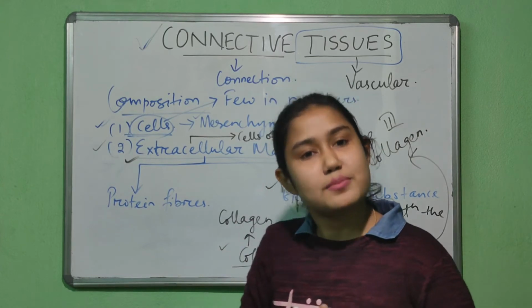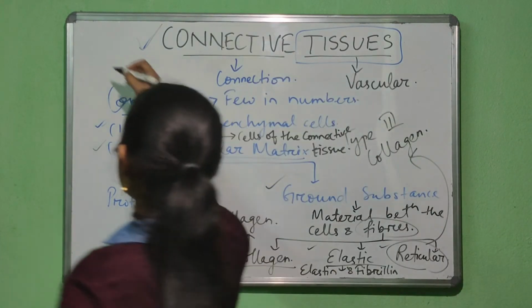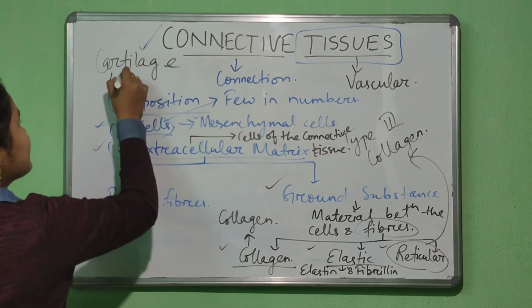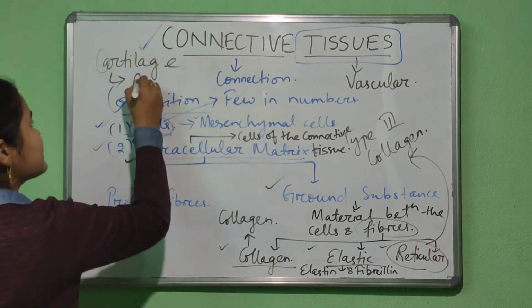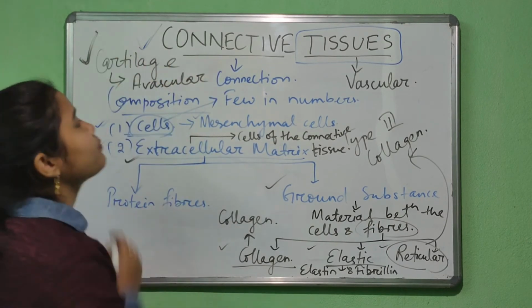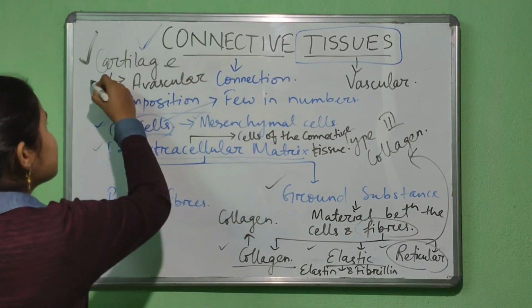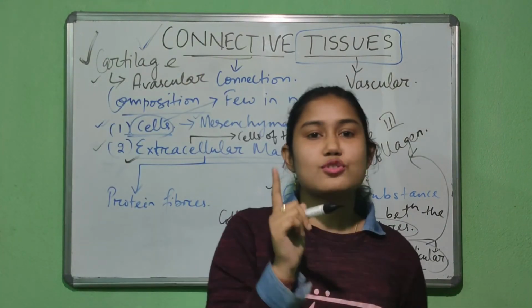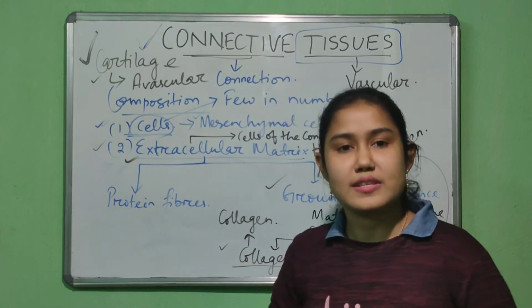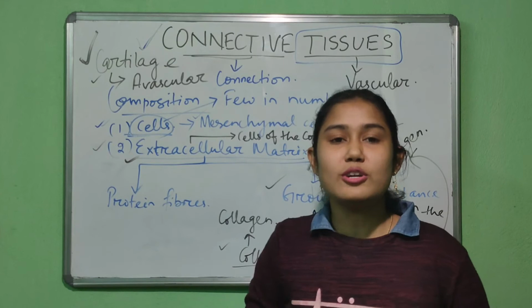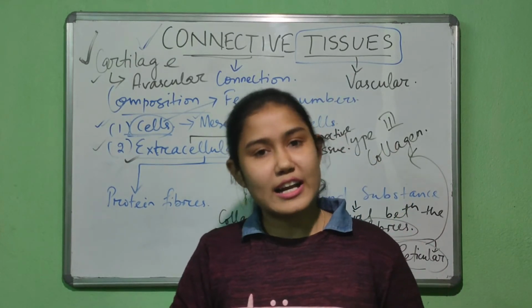But there is an exception to it. What is that exception? The cartilage. The cartilage is a connective tissue which is avascular. It is very, very important. Cartilage comes under connective tissue which is avascular. It is not supplied with blood vessels. Remember this. Now let's discuss the classification of the connective tissues.